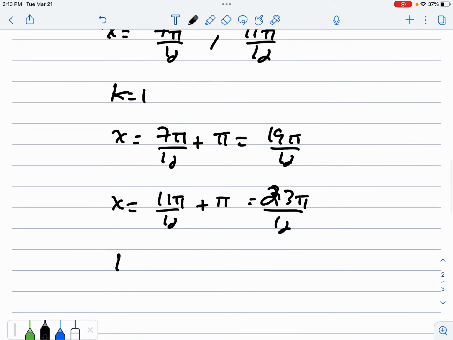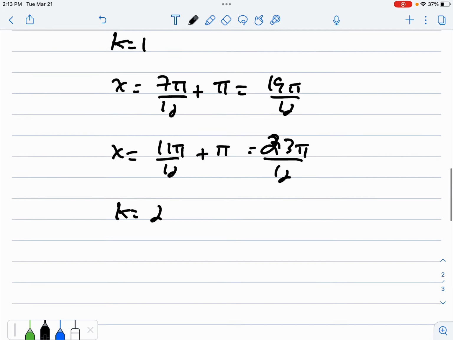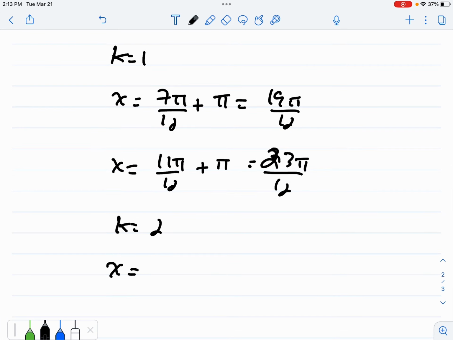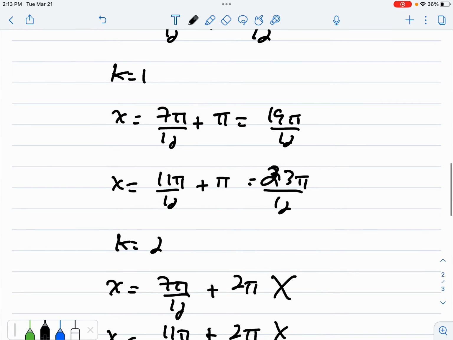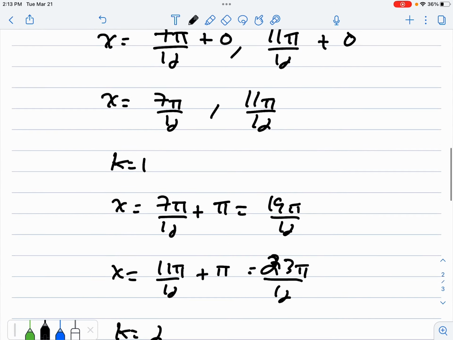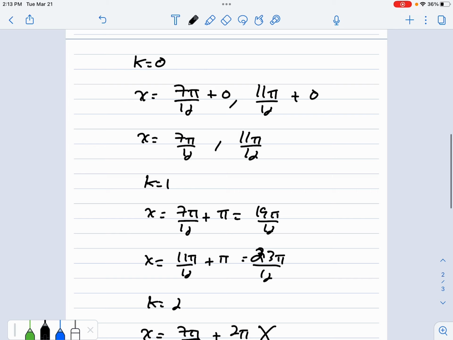All right, I just wrote k equals 2, but we actually don't need it, because if we replace k with 2, we would be adding 2 pi. You're already going over, okay? So that's why this would not work for both the 7 pi over 12 and the 11 pi over 12 solution. So we are done here. And just to check, all these solutions are within 0 to 2 pi.